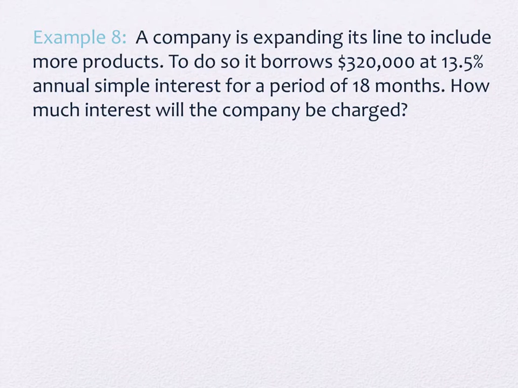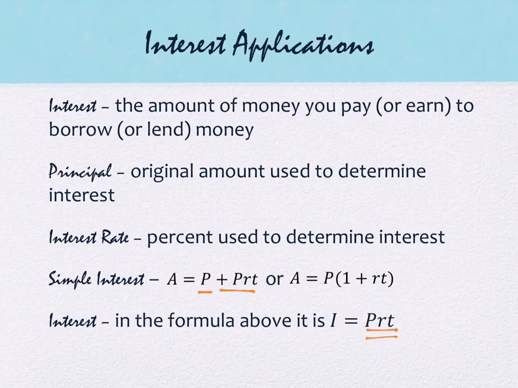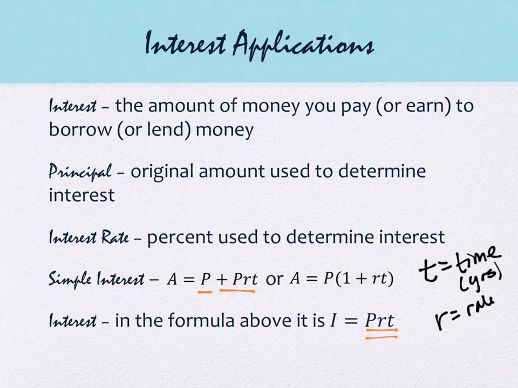So let's do an example. A company is expanding its line to include more products. To do so, it borrows $320,000 at 13.5% annual simple interest for a period of 18 months. Let me go back real quick because I don't think I wrote it over here, but we should say it. The T is always time in years. Our problem gives us a number of months, so we've got to figure out how many years that is first. And the R is the rate as a decimal. So if it's 4%, we have to write that 4% as 0.04. It has to be the decimal form.